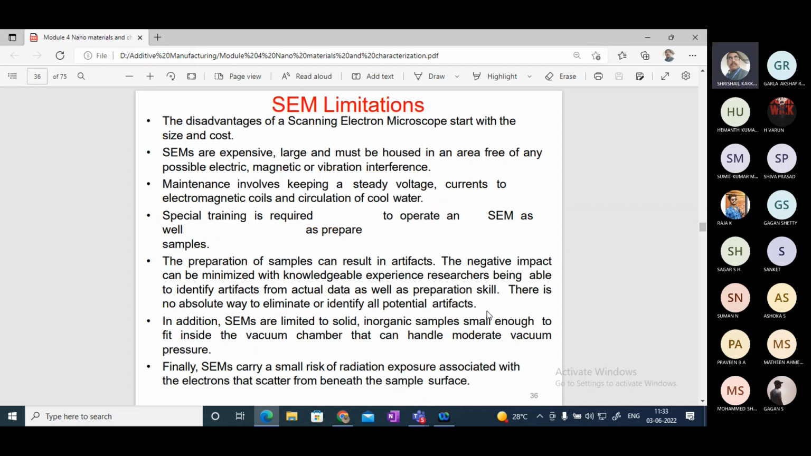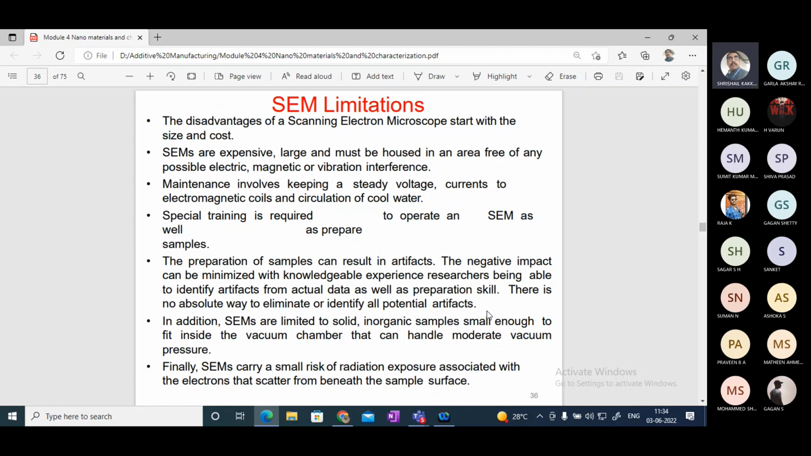The scanning electron microscope is very big in size and the cost is also very high. Apart from this, the X-ray detector, as you know, will be detecting the X-rays which have been scattered from the electrons along with the electrons. That is one important thing.